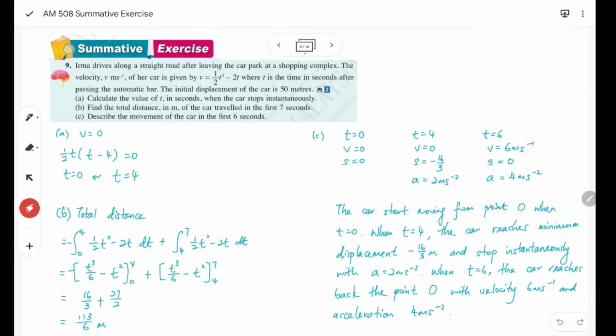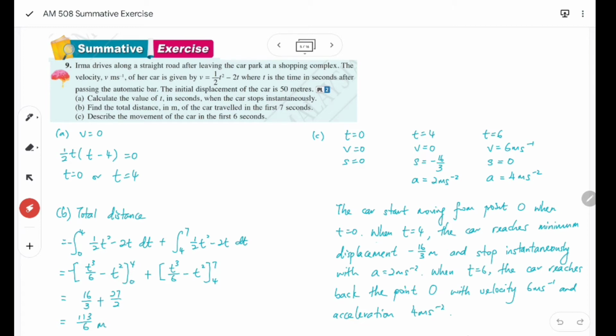Question number 9. Irma drives along a straight road after leaving the car park at a shopping complex. The velocity v meters per second of her car is given by v equals 1 over 2 t squared minus 2t, where t is the time in seconds after passing the automatic bar. The initial displacement of the car is 50 meters. A. Calculate the value of t in seconds when the car stops instantaneously.